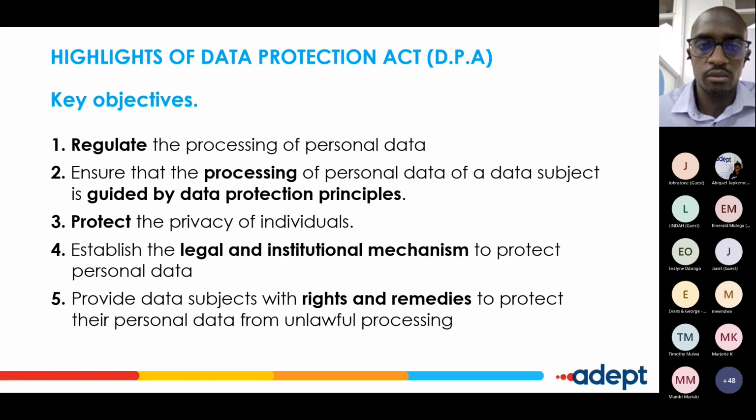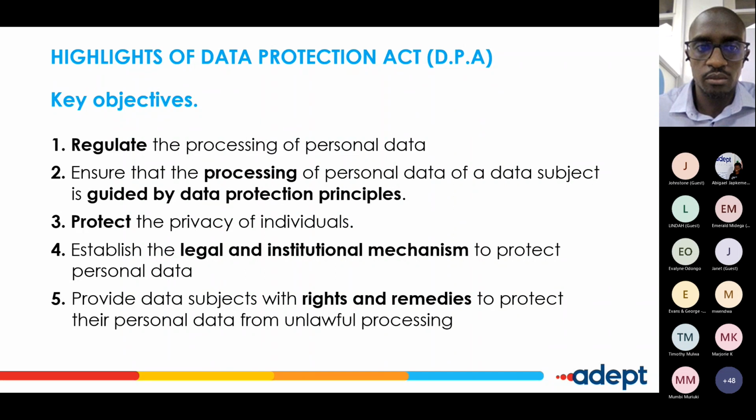So then the Act gives a quick highlight of some of the principles that guide data processing. This is contained under Section 25 of the Act. So one is lawfulness, fairness, and transparency, which basically means that data should be processed in a lawful, fair, and transparent manner. Then we also have purpose limitation. So this basically means that data should be collected for an explicit, specified, and legitimate purpose, and not further processed in a manner incompatible with those purposes.